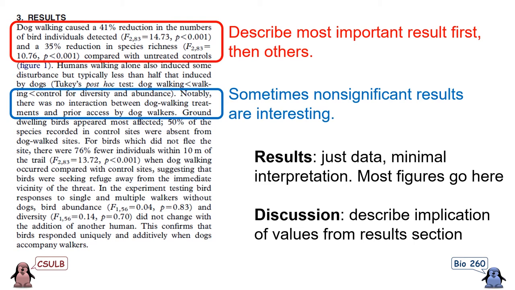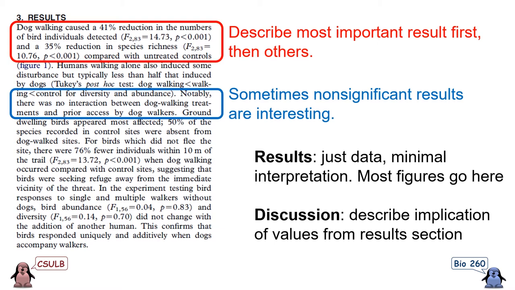If you look in the parentheses, you can see that they're doing ANOVA calculations, which generate those F-calculated values of 14.73 and 10.76, and they are reporting the p-value of their tests. They follow this up with a description of non-significant results. In this case, there was no significant interaction between how the birds responded to dogs and whether or not the parks tested normally allow dogs.